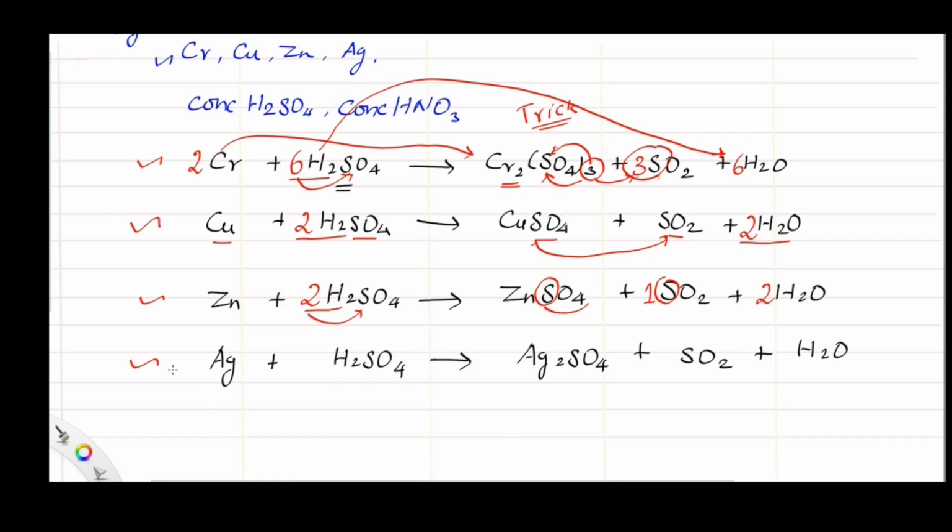On to silver. When SO4 is present a single time, we put 1 in front of SO2 and there are 2 sulfurs, so we put the 2 in front of H2SO4, and Ag is present 2 times, so 2 Ag reacts with 2 sulfuric acid to form Ag2SO4, that is silver sulfate, and sulfur dioxide as well as water. On balancing the water molecule, there are 2 H2, so we put the 2 in front of water. Now these are all balanced equations.